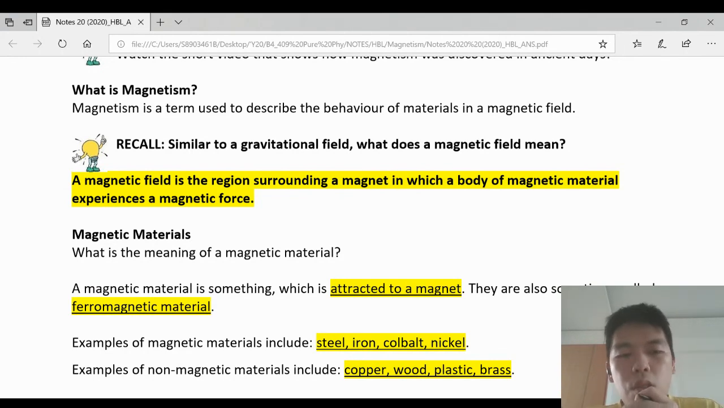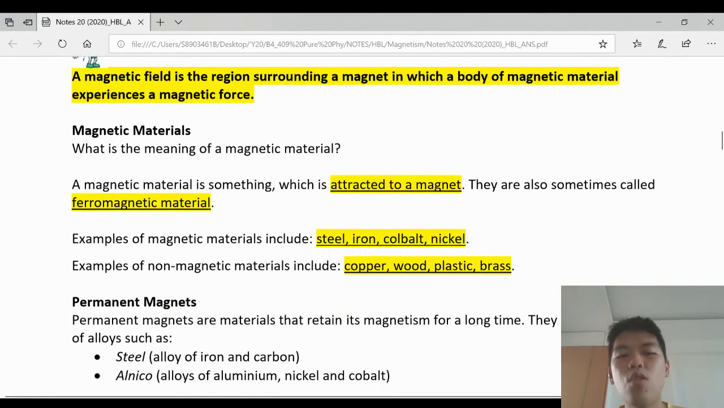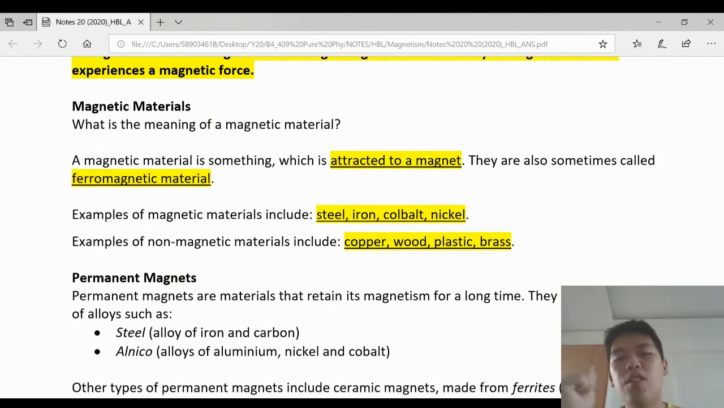Okay. So we mentioned the word magnetic material. What is magnetic material? A magnetic material is a material that is able to be attracted to a magnet, sometimes called ferromagnetic material. Ferro comes from the word iron. Some examples of magnetic materials are steel, iron, cobalt, nickel. You need to know these four. Examples of non-magnetic materials are copper, wood, plastic, brass, and even aluminium. These do not get attracted to a magnet.